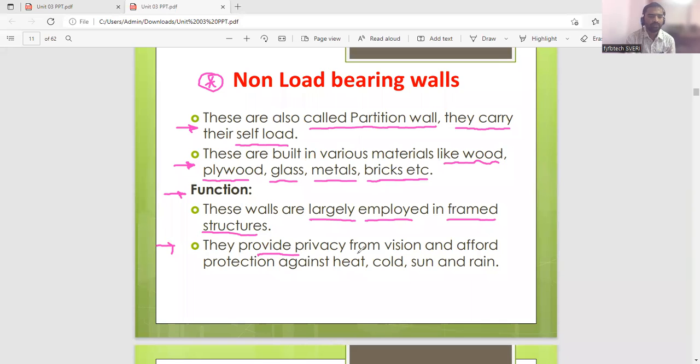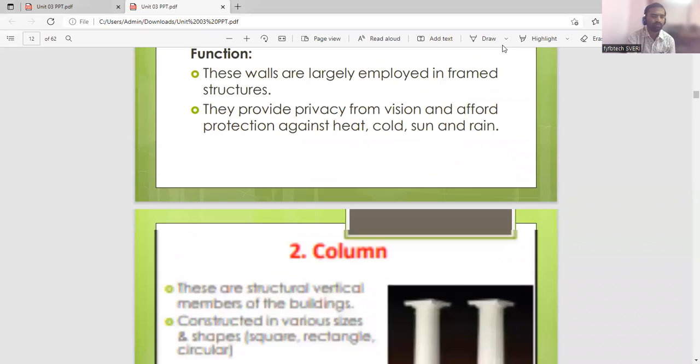Next one, they provide privacy from vision, and afford protection against heat, cold, sun and rain. Okay, your partition wall will provide privacy from vision and afford the protection against the heat, cold, sun and rain. These are the functions of non-load bearing walls.